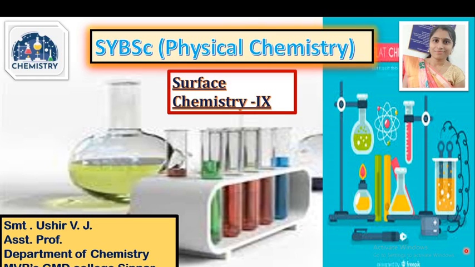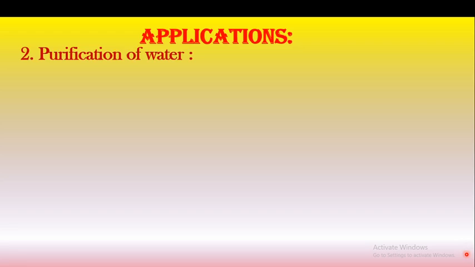In the last lecture, we have studied the applications of adsorption, and in that we have studied the first and most important application, that is catalysis, meaning the role of adsorbent in the process of catalysis. We know that a catalyst is the substance which increases the speed of reaction. So by using the adsorbent material as a catalyst, they increase the speed of reaction. That is what we studied in the first application, catalysis.